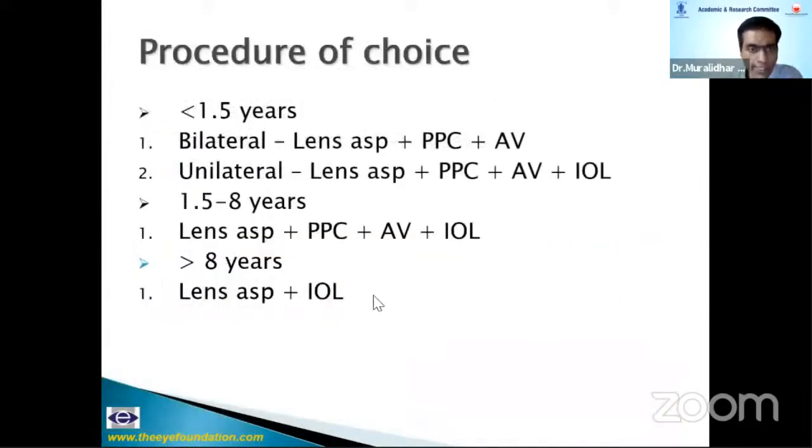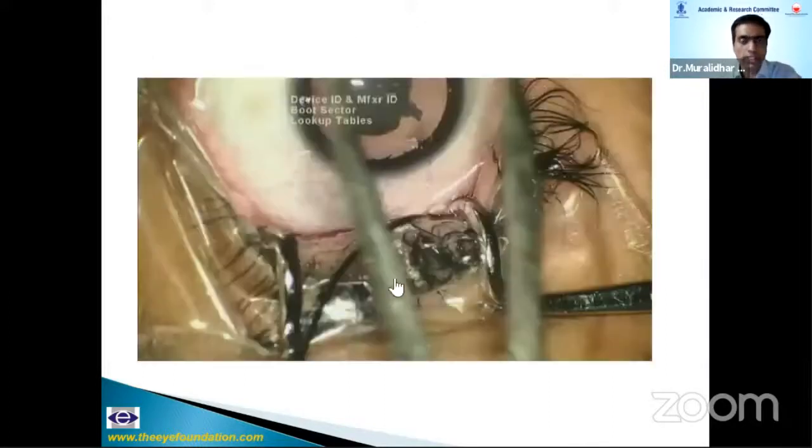And for older than 8 years, you may not need a PPC and anterior vitrectomy, an exception for the mentally retarded, for those who are unlikely to follow up, and for inflammatory, for post-uveitic cataracts and traumatic, where even in older age groups, we may do a PPC and anterior vitrectomy.